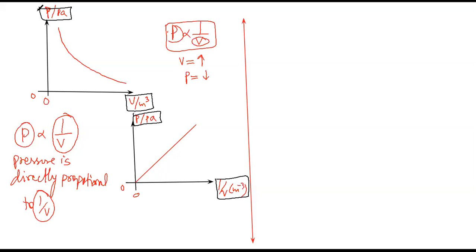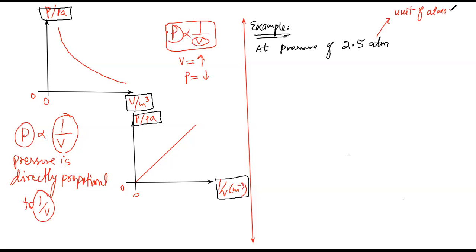Okay, right, so let's do an example for Boyle's law. The example is that at a pressure of 2.5 atm. Atm is the atmospheric pressure unit, so it is a unit of pressure, right? Like it can be Pascal, but it can be atmosphere as well.